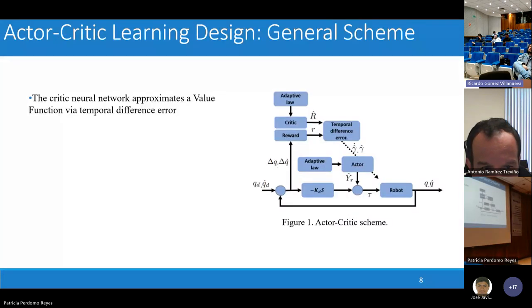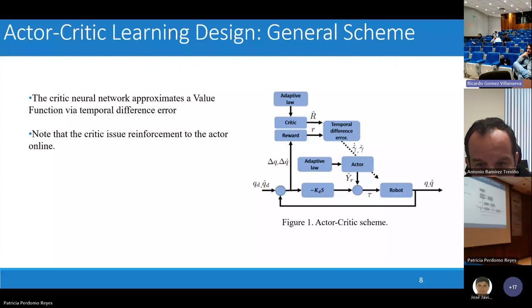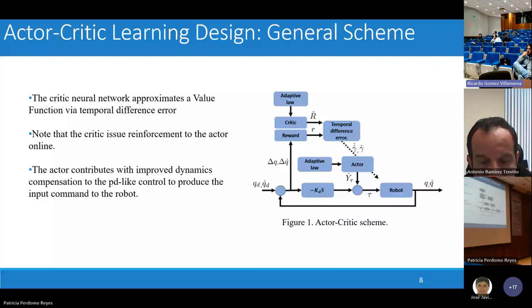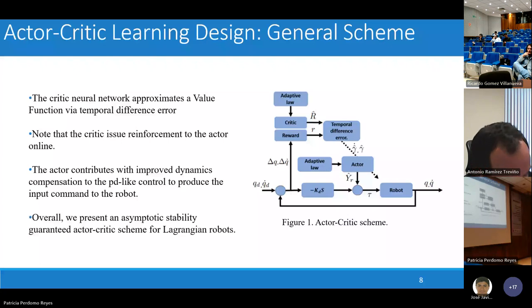Now in this figure, we can see the general actor critic scheme where the critic neural network approximates a value function via the temporal difference error. And this neural network, the critic, provides a reinforcement signal to the actor neural network, as we can see in the figure. And finally, the actor contributes to compensate the unknown nonlinear dynamics of the system. Overall, we present an asymptotic stability guaranteed actor critic for Lagrangian robots.